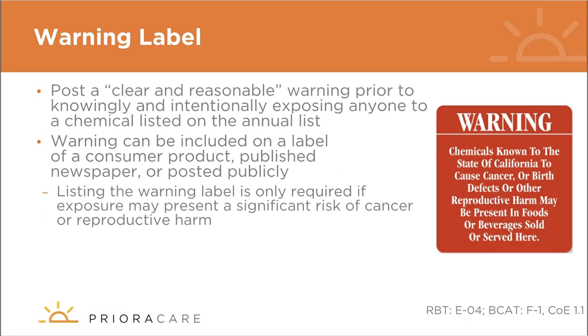Along with the annual list that is required to include the chemicals with carcinogens or reproductive toxins, Proposition 65 requires businesses to post a clear and reasonable warning prior to knowingly and intentionally exposing anyone to a chemical listed. The warning can be included on a label of a consumer product, published in a newspaper, or posted publicly. Listing the warning label is only required if the exposure may present a significant risk of cancer or reproductive harm to a consumer.